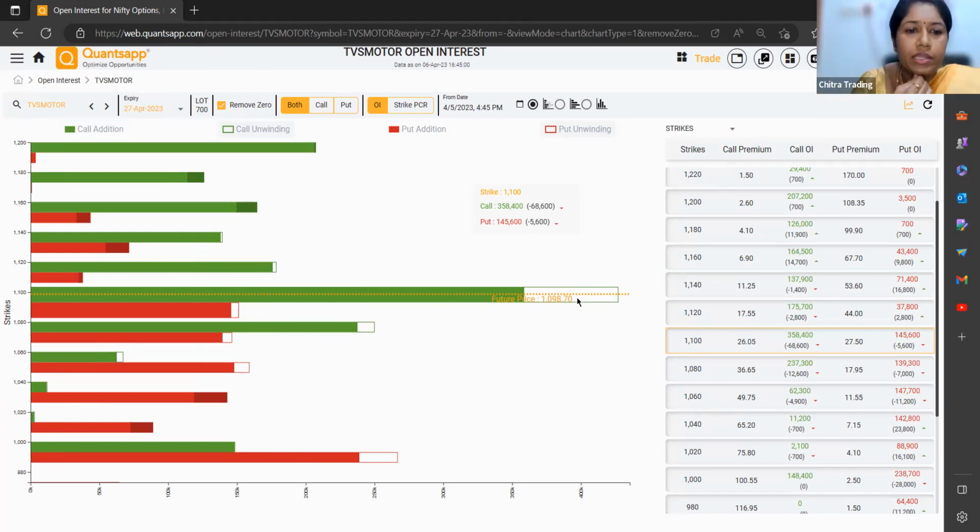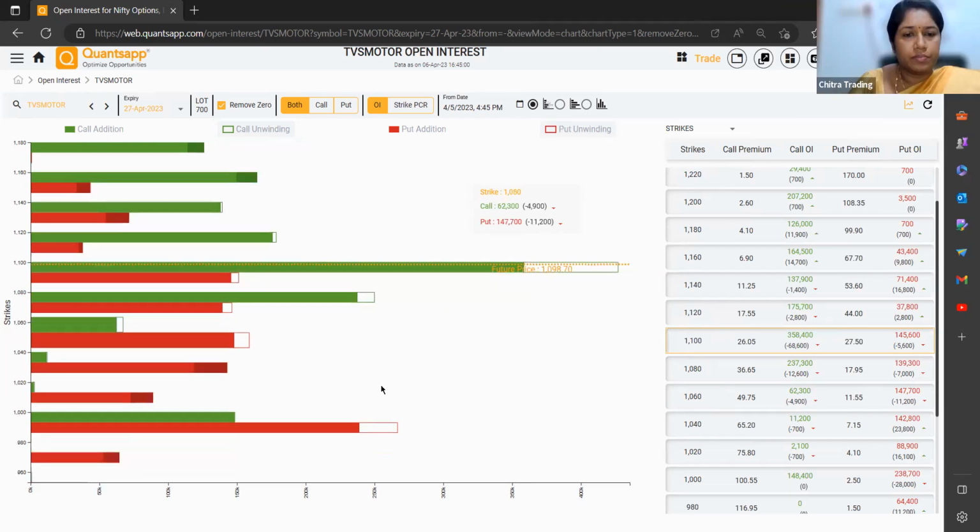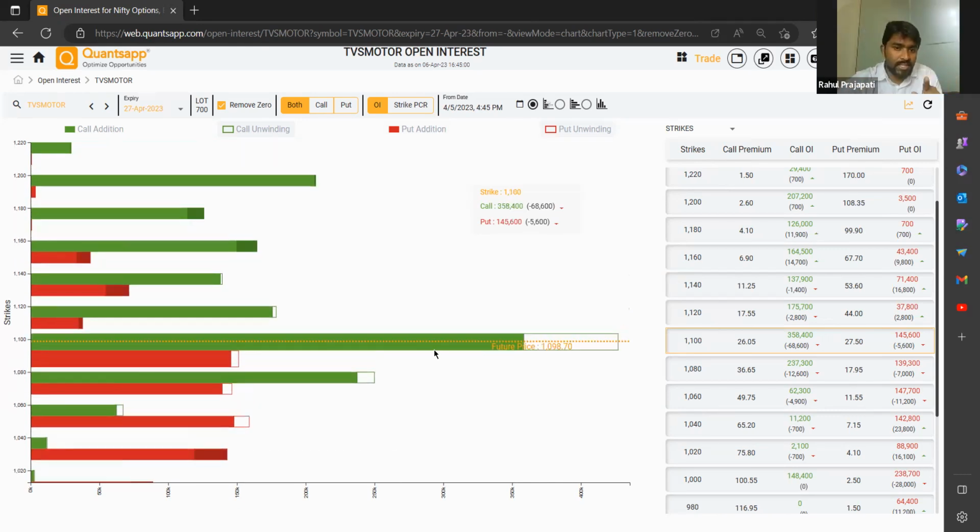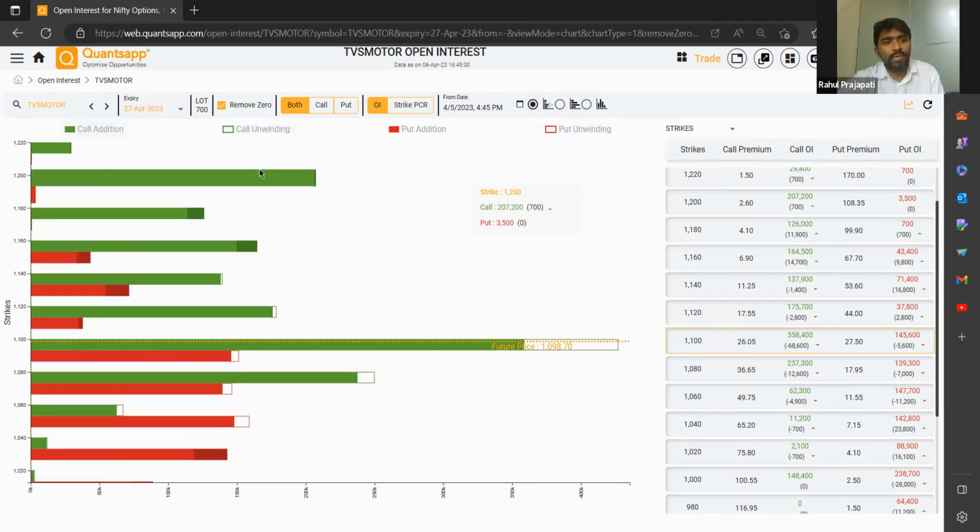So Rahul, for me, basically, the upside is totally open now. In future, it's long unwinding, and option traders are also saying that it's a trending stock now. We should not be entering in this. So basically, these red and green bars act like resistance and support. Yes. So the highest green bar, which has the highest open interest, works as a resistance, and the highest red bar works as a support.